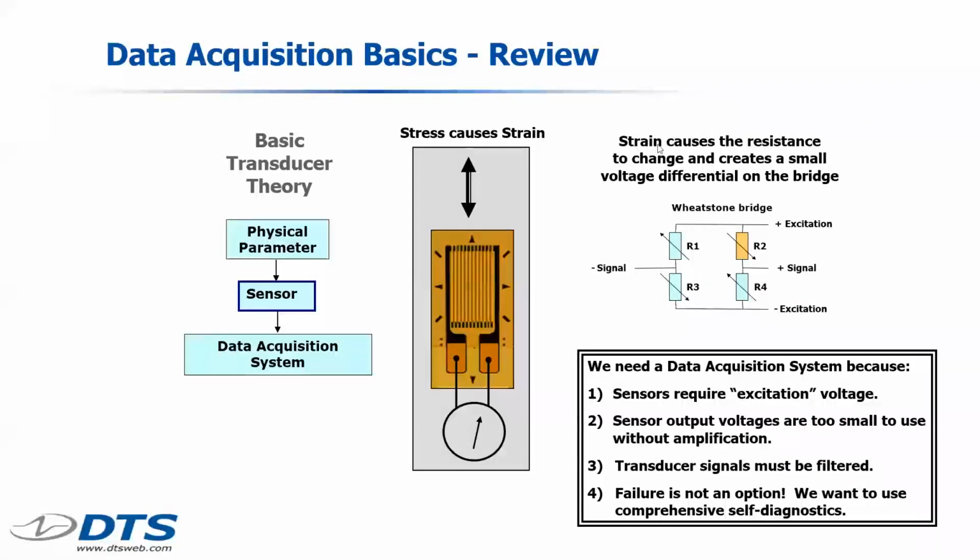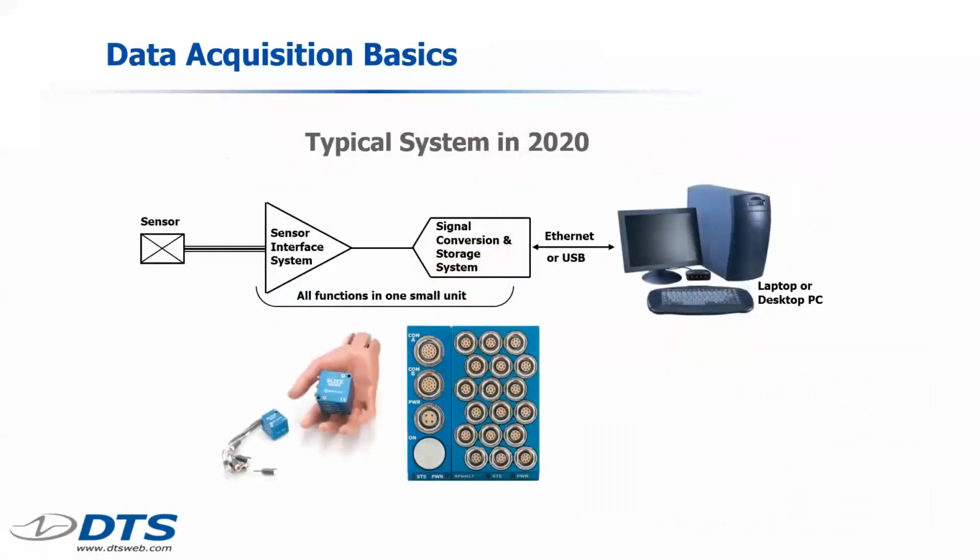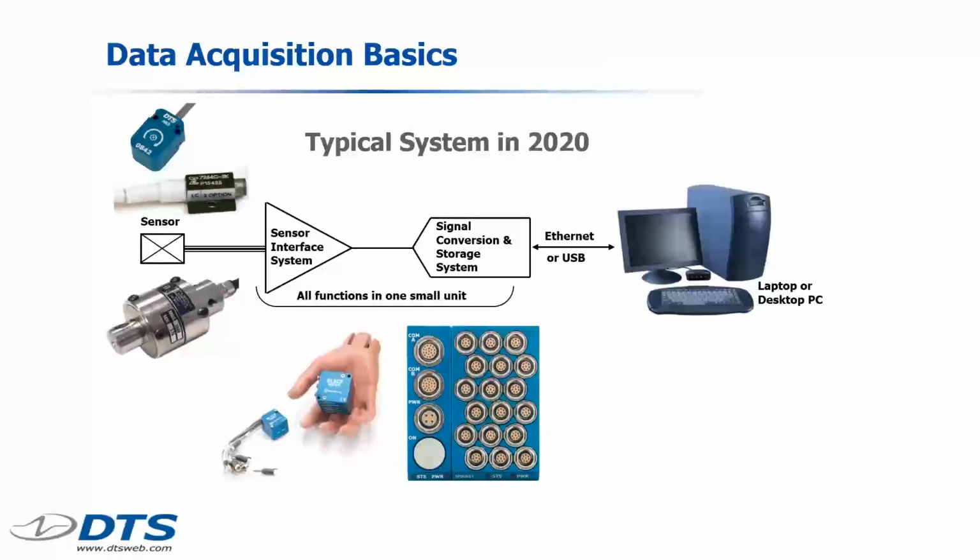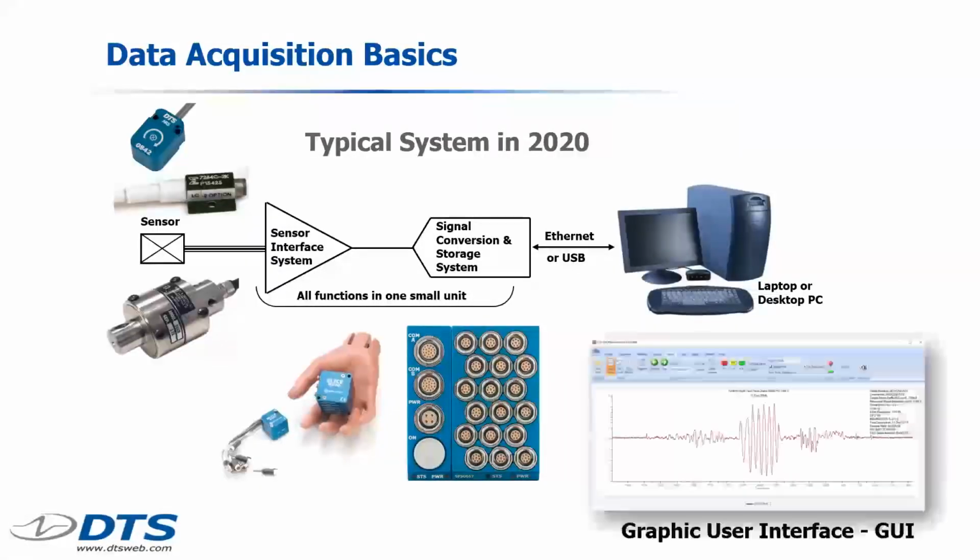So when we look at the range of sensors we use in the physical world, we need a data acquisition system because we have a need for excitation voltage. Sensor outputs are small and need to be amplified. We need filtering, and of course, we need comprehensive self-diagnostics. So the typical system in 2020 consists of a small unit that we connect sensors to on one side and a communications interface on the other, and out comes our data.